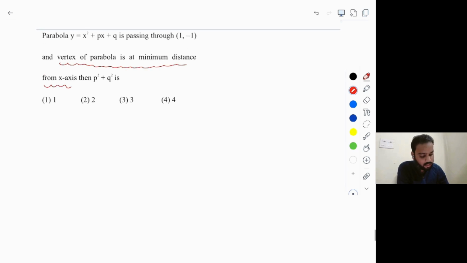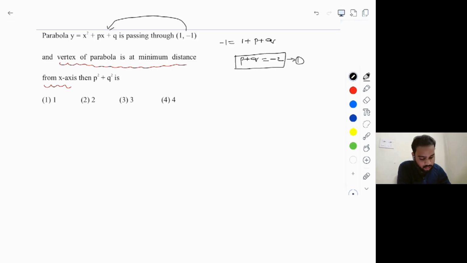First thing, straightforward, the parabola is passing through the point (1, -1), which means it has to satisfy the equation, from which you get -1 = 1 + p + q, which means you have one condition with you: p + q = -2. Let us keep it aside. We will need this condition later in the question.